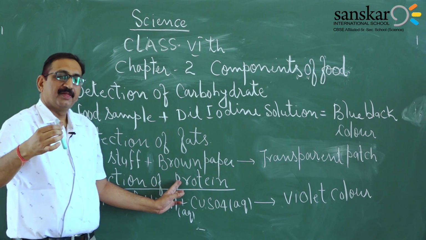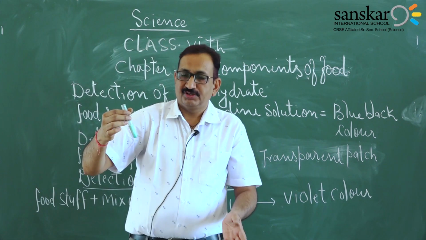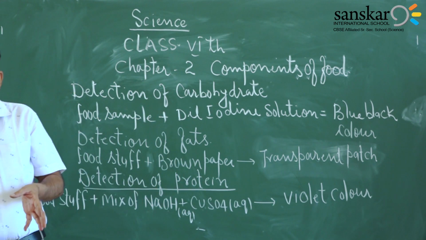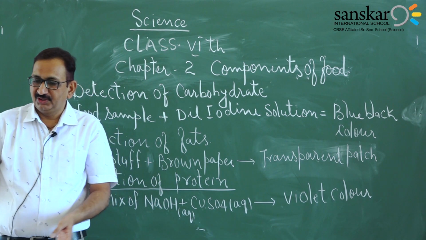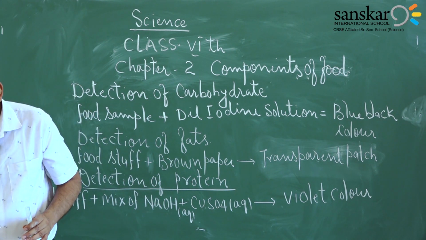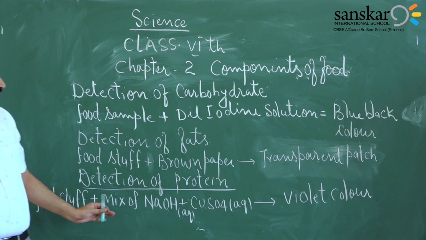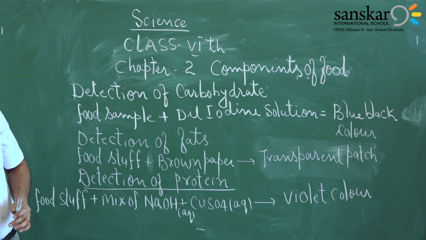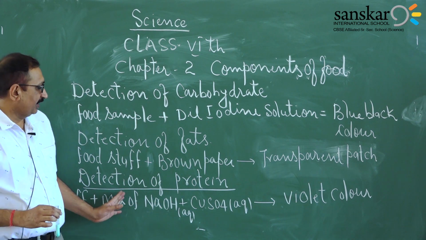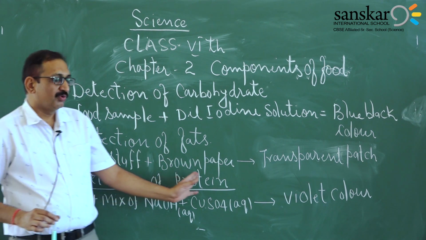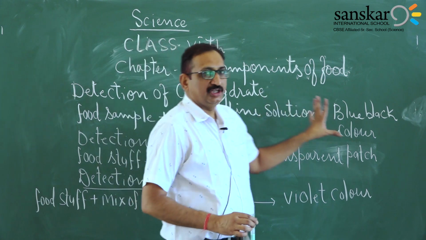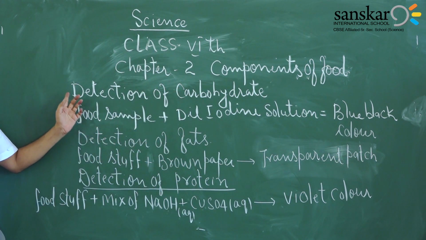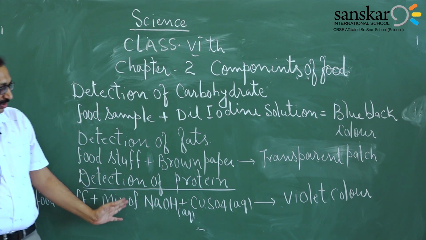You can take soybean also. You can take some pieces of soybean, crush it, and after that you can add this mixture of sodium hydroxide and copper sulfate, and you will get violet color. So it was the test for the detection of proteins. So in your syllabus, there is the detection of fats, detection of carbohydrates and detection of proteins.